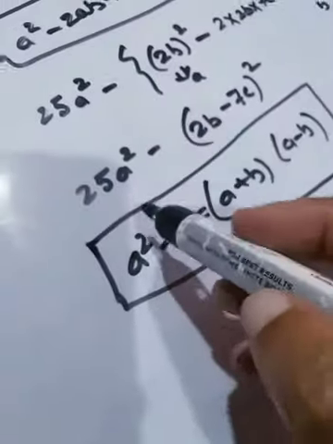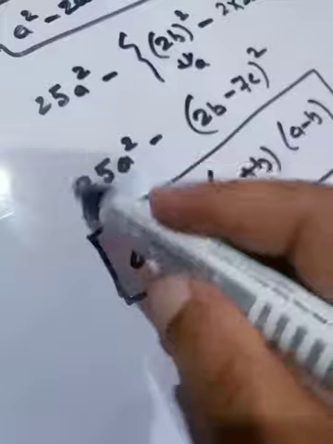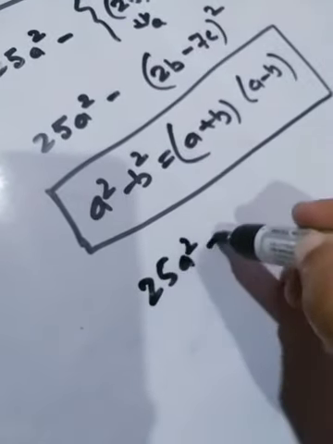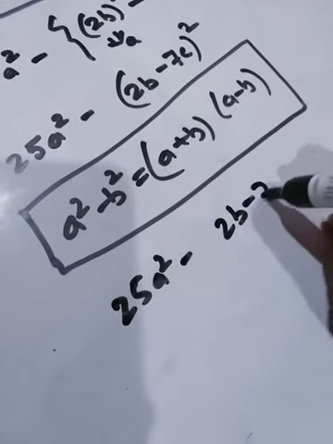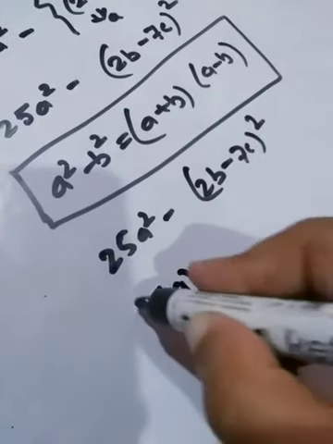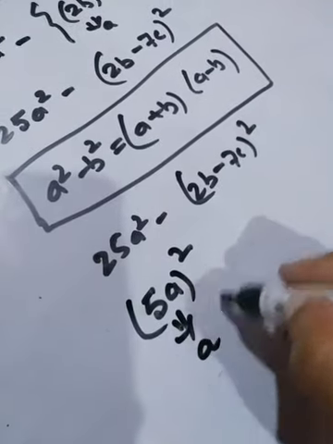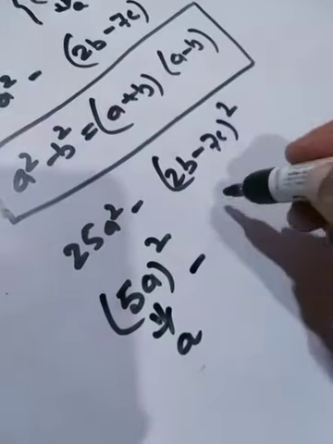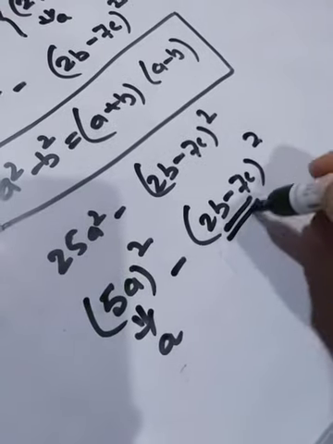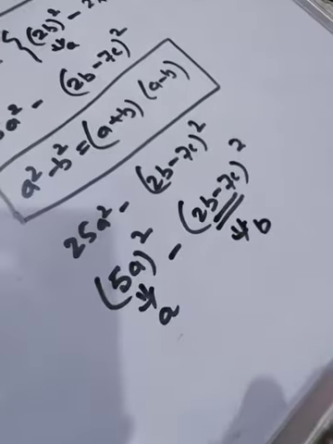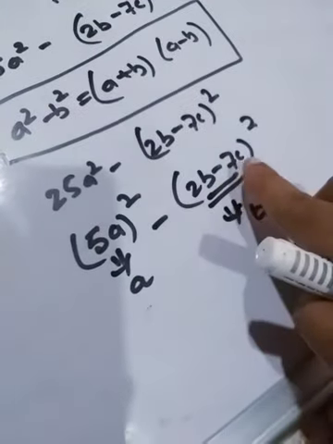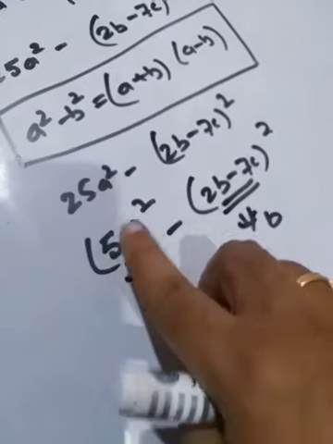Now we have to convert this 25a square to a whole square formation. So how to write it down? Let me write the question first: 2b minus 7c whole square. Now 25a square could be written as 5a whole square. Now this will be considered as a, and this entire thing will be considered as b, students, that is 2b minus 7c. This entire part will be considered as b. So 5a will be considered as a, and 2b minus 7c will be considered as b. So what is the formula? A square minus b square.